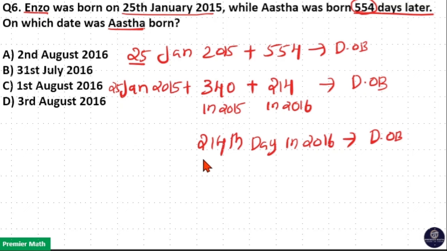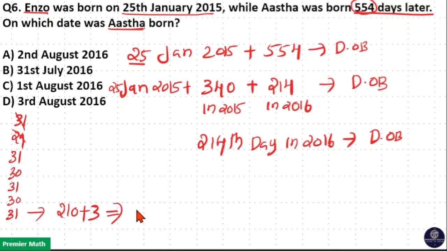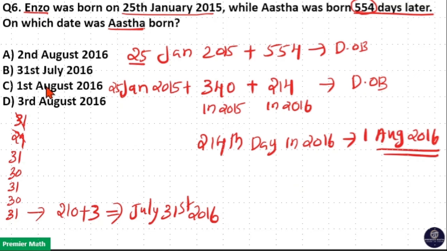So the 214th day means 7 months is around 210 days. January 31, February 29, because 2016 is a leap year, March 31, April 30, May 31, June 30, July 31. So 7 months means 30 into 7 is 210, 210 plus 1 plus 1 plus 1, 3. So the 213th day is July 31st, 2016, which means the 214th day is July 31st plus 1, that is 1 August 2016. So option C is your answer.